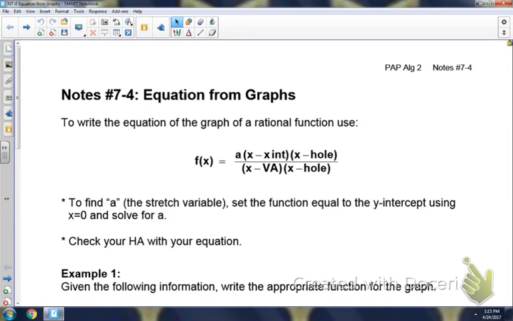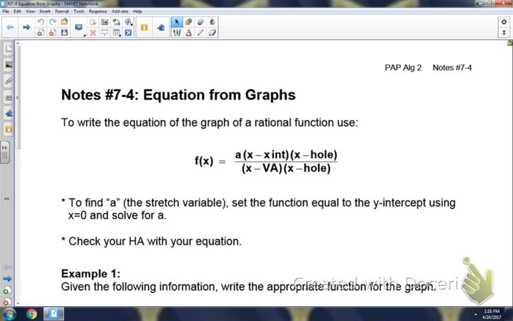Okay, so note 7.4, we're finding the function from the given information. So it's kind of the opposite of what we've been doing. On your function, you're going to have a, which is the coefficient, and then x minus your x-intercept, because normally we would find your x-intercept by setting your numerator equal to 0 and solving for x.